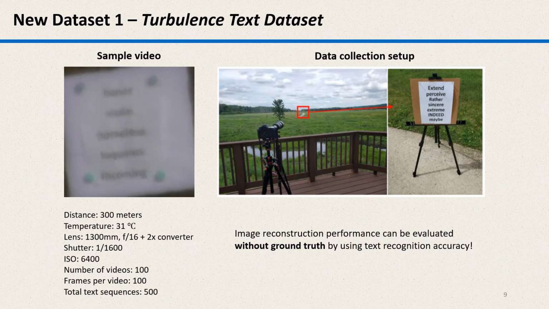Now we present our new dataset. The first dataset is called the turbulence text dataset. This dataset is collected over a truly long distance. Since no ground truth is available, we use the accuracy of text recognition systems as the performance indicator.